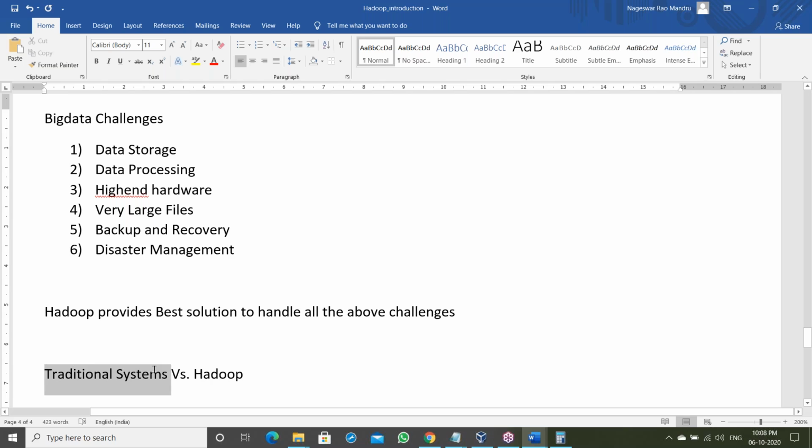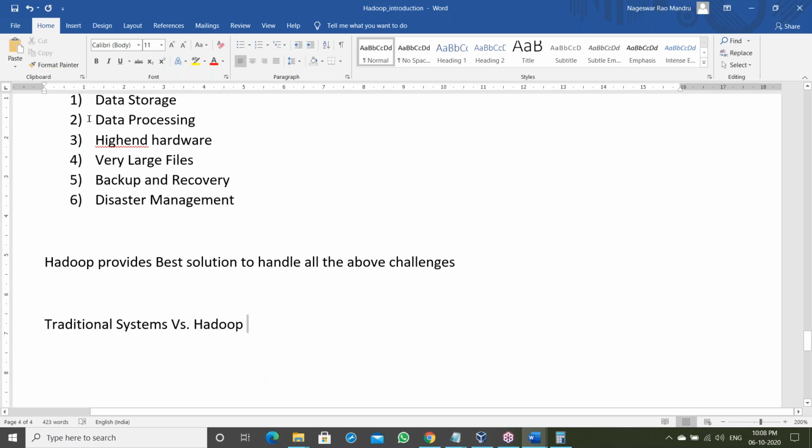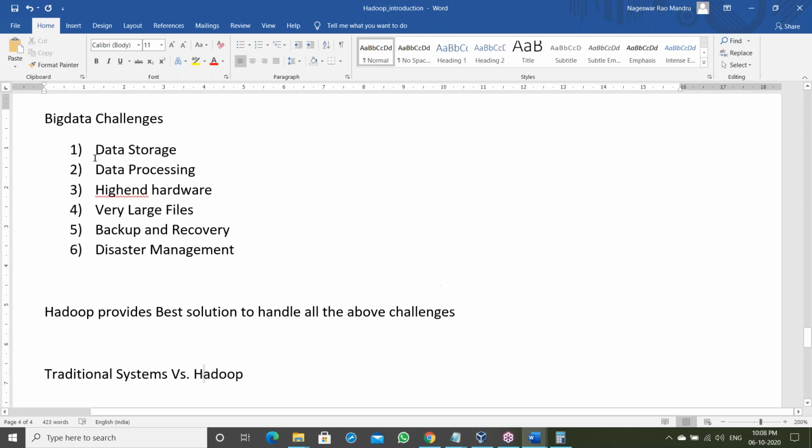Traditional systems follow vertical scaling, Hadoop follows horizontal scaling. So what is vertical, what is horizontal? Tomorrow we'll discuss that. Next, data processing: how data is processed in a traditional system and how in Hadoop. So all the challenges, traditional systems versus Hadoop. Data storage, data processing, high-end hardware.